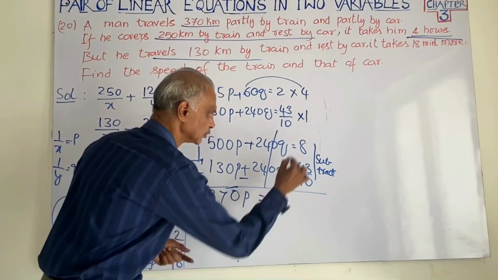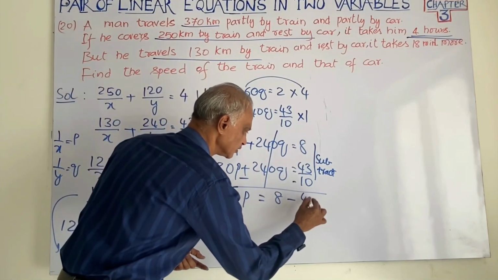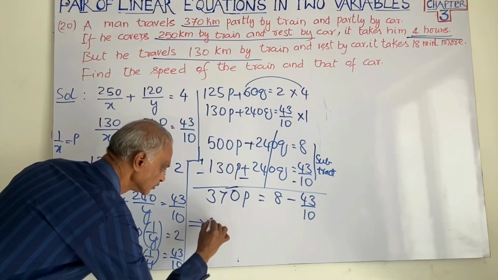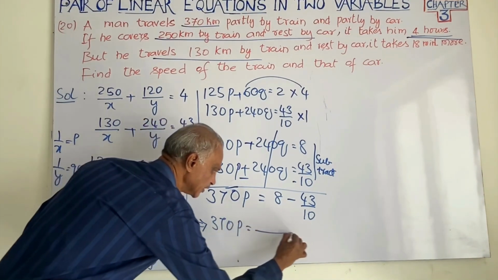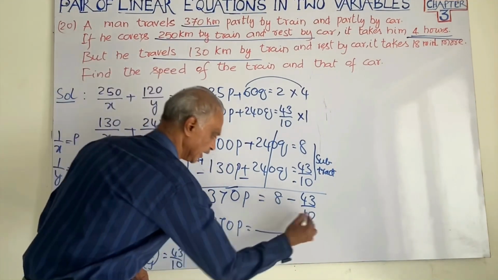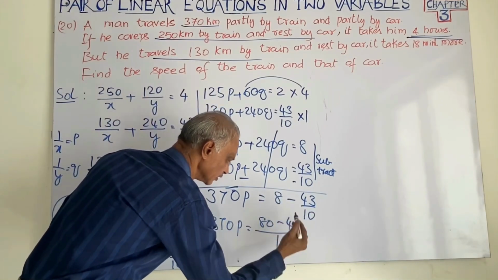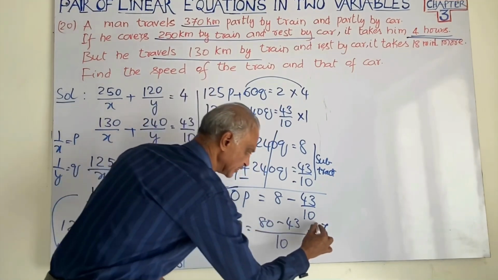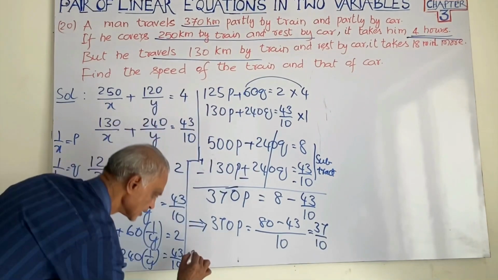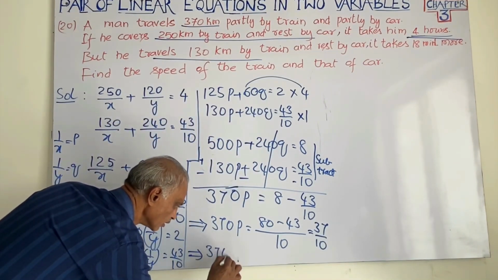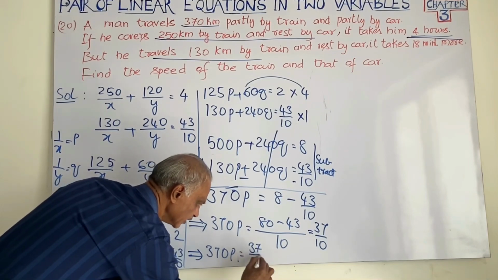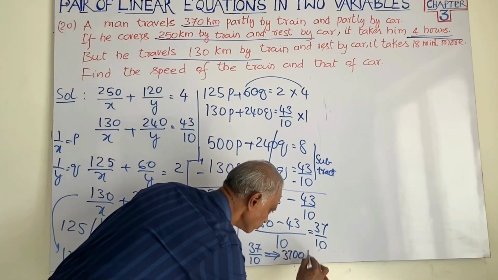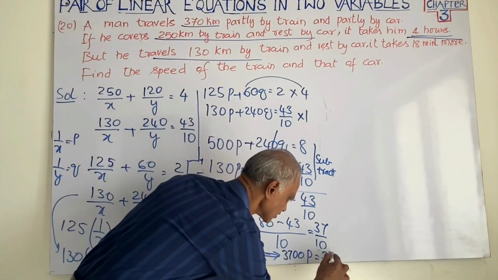370p is equal to 8 minus 43/10. Take LCM 10, and you will have 80 minus 43, which is equal to 37. So 370p is equal to 37/10, which implies 3700p is equal to 37.